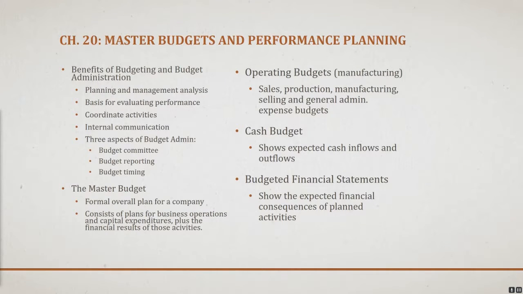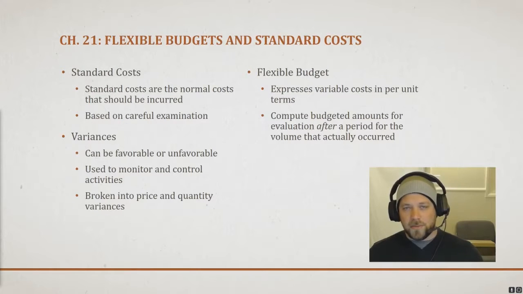The operating budgets are the sales, production, manufacturing, and selling and general administrative expense budgets. Cash budgets show expected cash inflows and outflows, and the budgeted financial statements show the expected financial consequences of planned activities. Chapter 21 is about flexible budgets and standard costs.